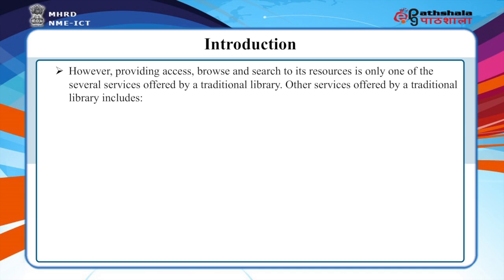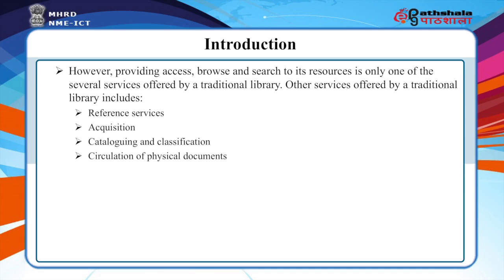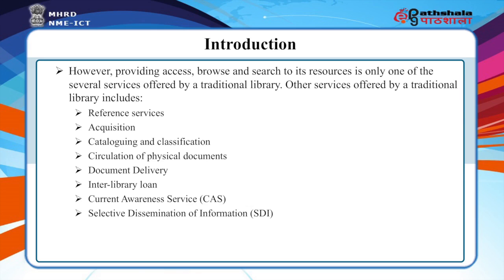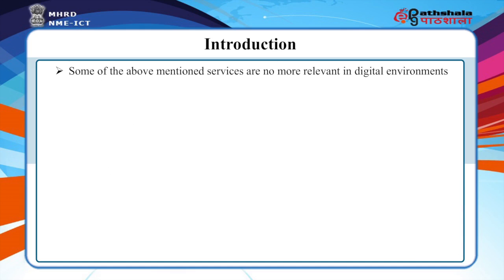Other services offered by a traditional library include reference services, acquisition, cataloging and classification, circulation of physical documents, document delivery, interlibrary loan, current awareness service, selective dissemination of information, bibliographic services, and reprography services. Some of the above mentioned services are no more relevant in digital environments.